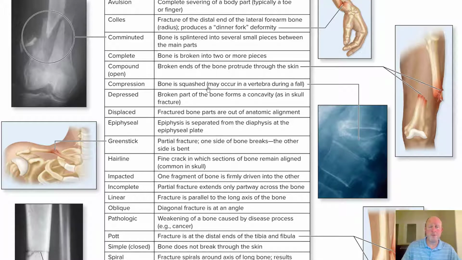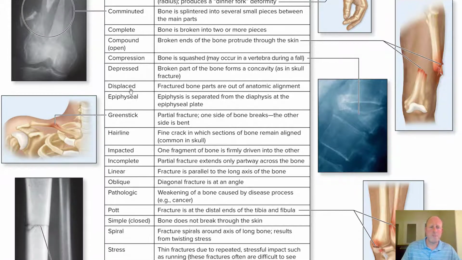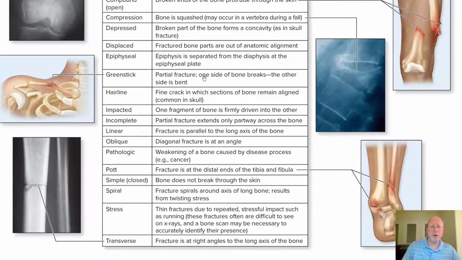Compression fracture, the bone is squashed, which can occur in a vertebra during a fall, which is obviously a pretty serious fracture. Depressed, the broken part of the bone forms a concavity, as in a skull fracture. Okay. Displaced, fractured bone parts are out of anatomic alignment. Epiphyseal, you'll need to know this one. The epiphysis is separated from the diaphysis at the epiphyseal plate. Greenstick, a partial fracture, one side of the bone breaks, the other side is bent.